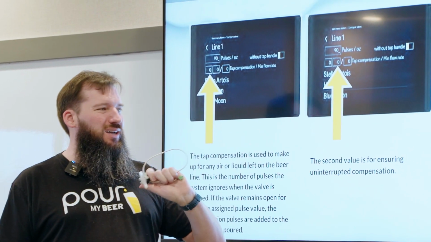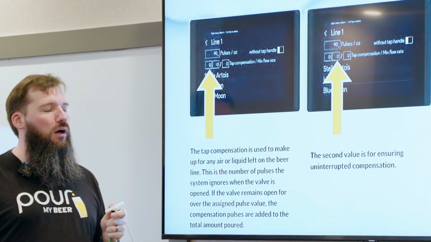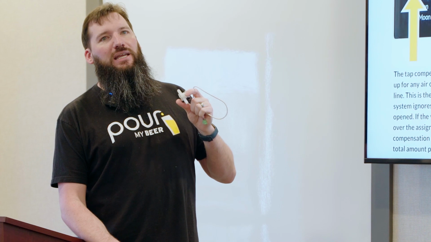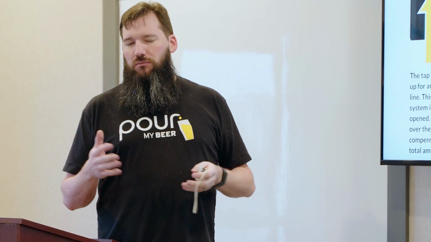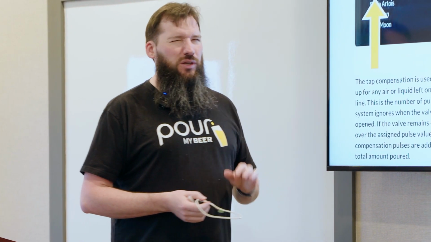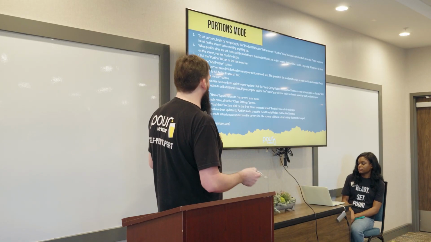Minimum flow rate, I think that requires a pressure sensor. I don't know if anyone's actually using that, but if you are not getting a certain amount of flow, there will be an error on the screen that says, hey, there's not enough pressure. Like I said, I don't think anyone's using that. I think you need a pressure sensor for it. You can move on. Oh boy, portions mode.